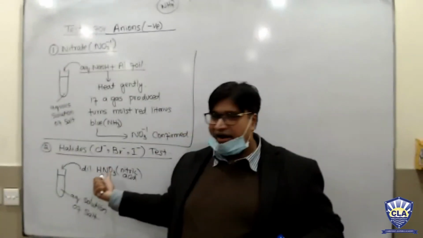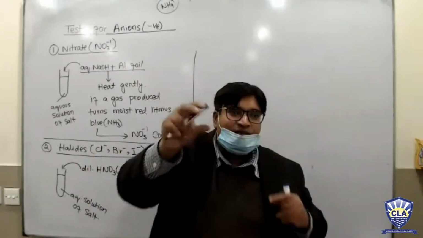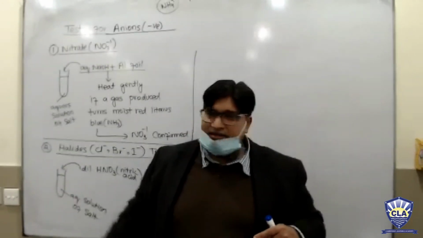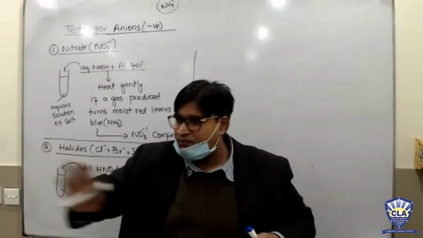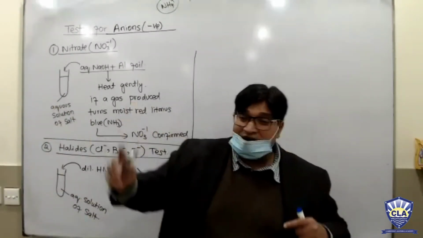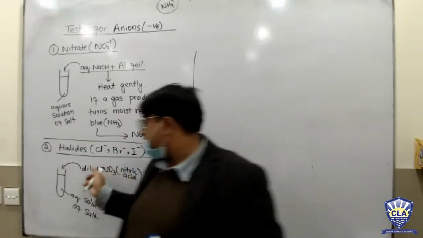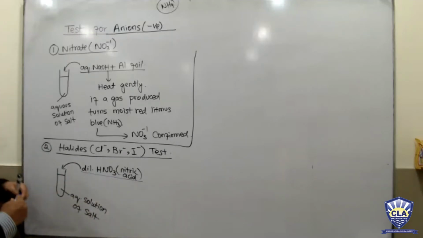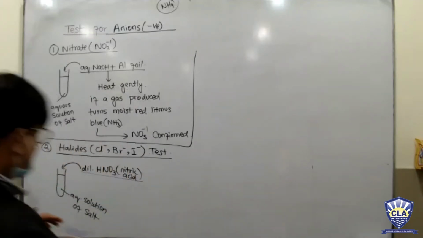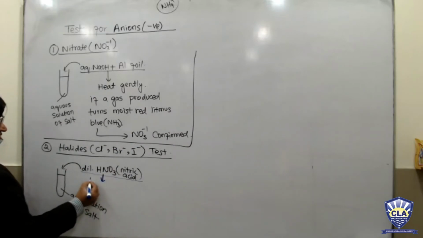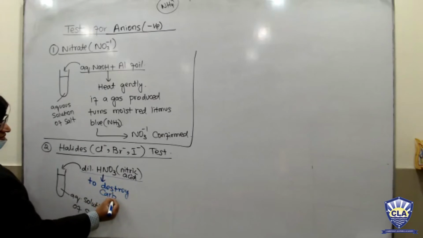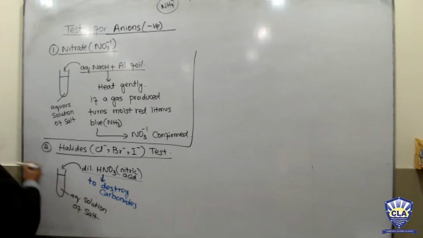Why are we going to add this? Because if the carbonates are present within the salt, whatever color is formed here is dull and not properly visible. So to make it properly visible, we add dilute nitric acid. And what is the function of the nitric acid here? Its function is to destroy carbonate. So this is the first thing you should add inside it.